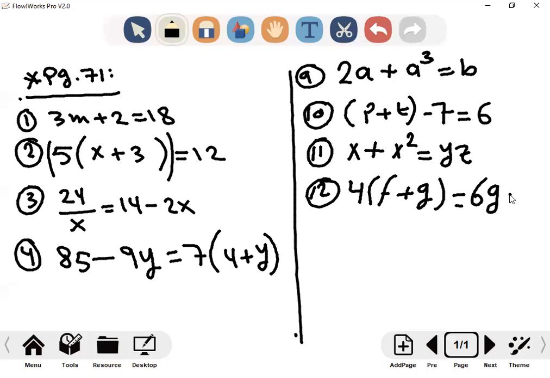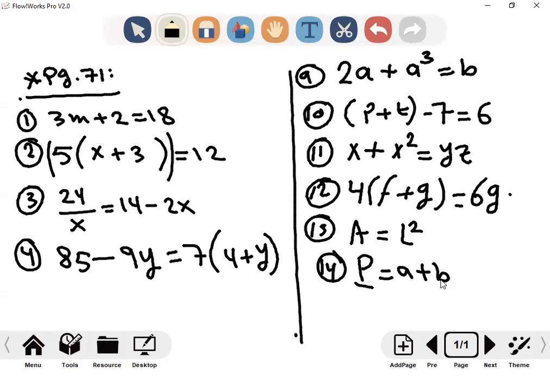Question 13. The area of a square is the length of a side L squared. The area A equals the length of the side L squared. We call it S power 2 if you remember. So, question 14, the last one. The perimeter P of a triangle is equal to the sum of the lengths of the sides A, B, and C. The perimeter is A plus B plus C.